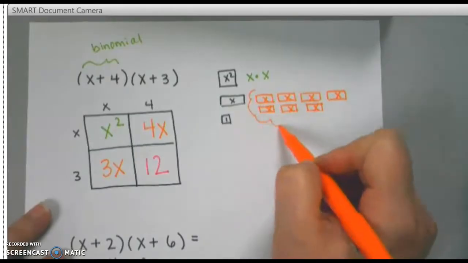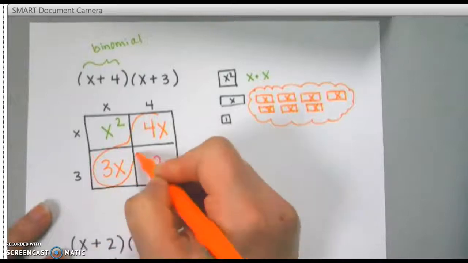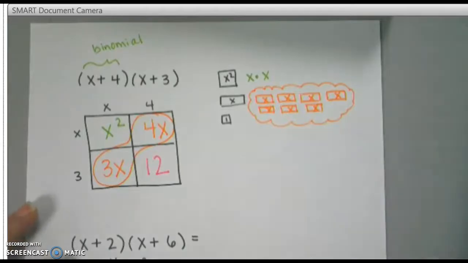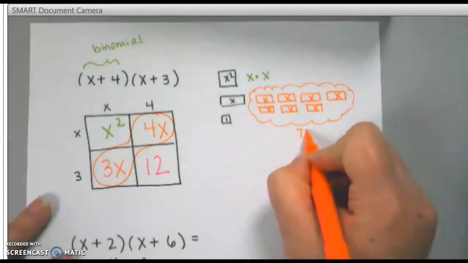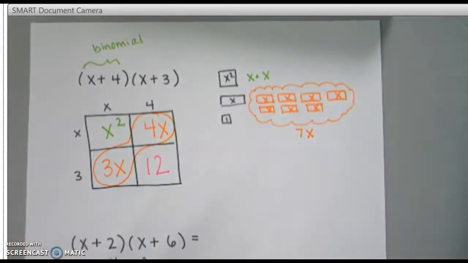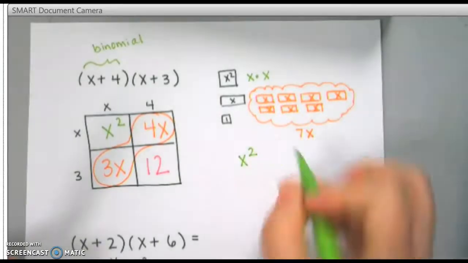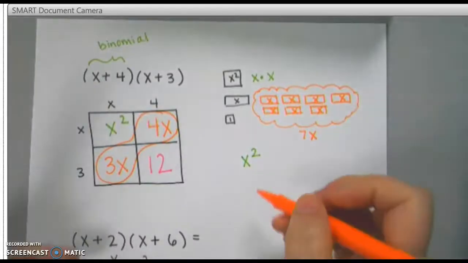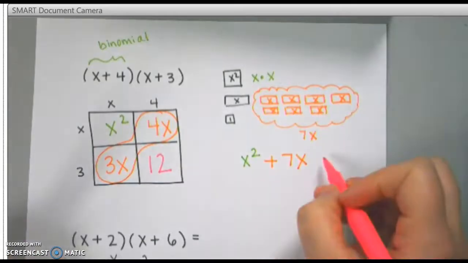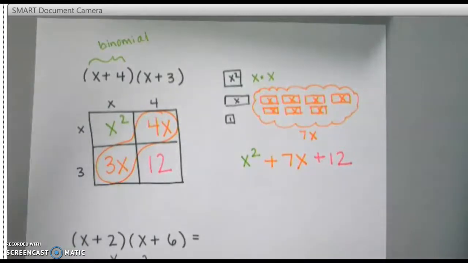All right, then we look and see what we can simplify. Well, if you notice with my x's, I had a group of 4 x's and I had a group of 3 x's. So I can combine those. I can put those together. If I combine those together, that comes out to be 7 x's. I have 7 x terms. So my final answer: I had an x squared term plus 7 x's altogether plus 12. That is my final answer.